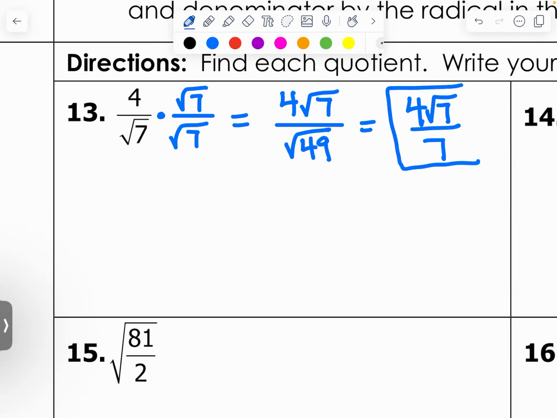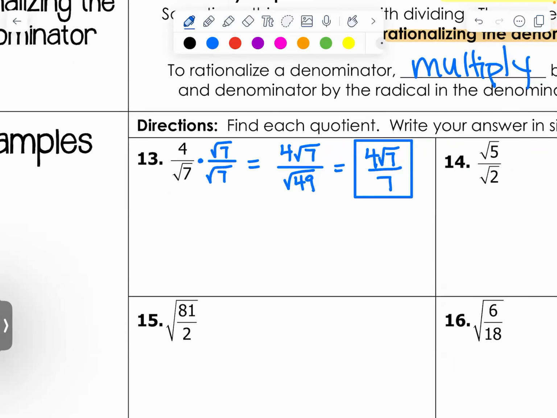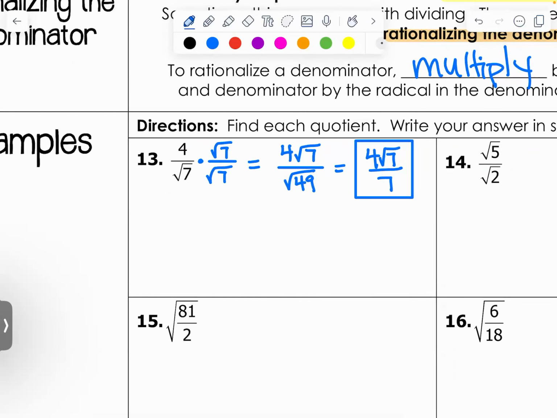Okay, Allison just asked, how do we know when to do that? If we have a square root in the denominator, and we can't do any simplifying there, we got to multiply by that square root. Okay.